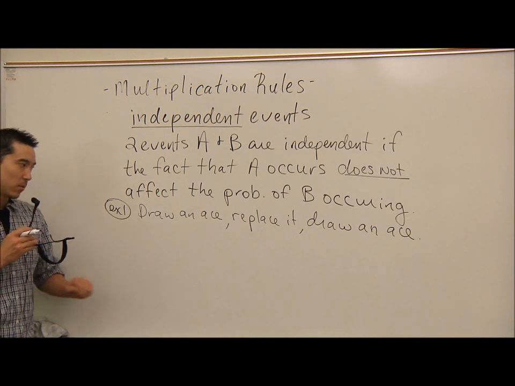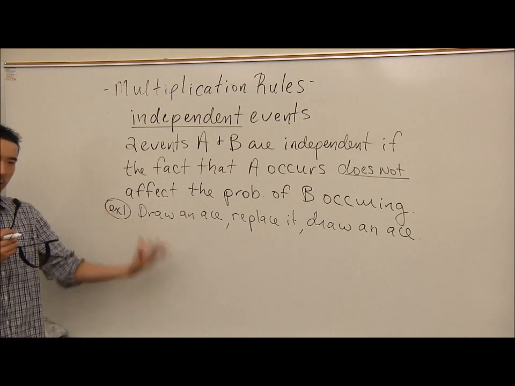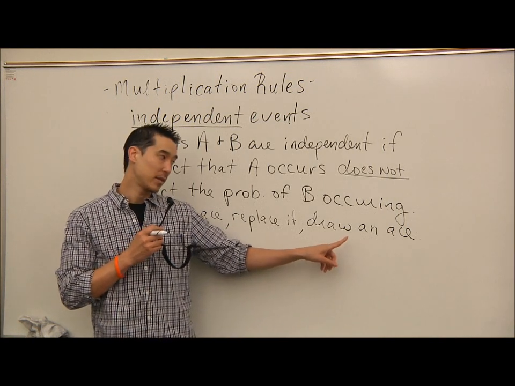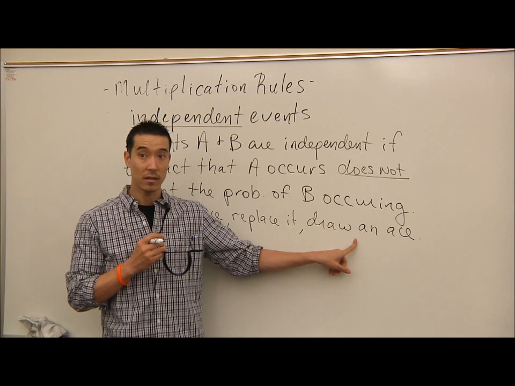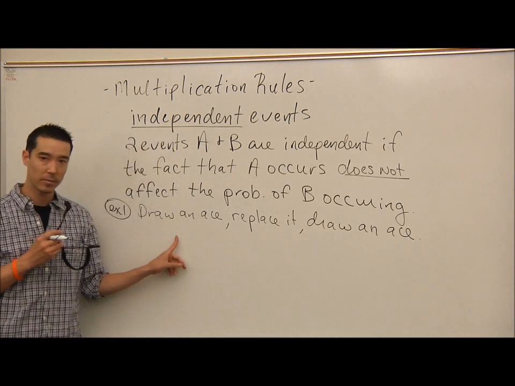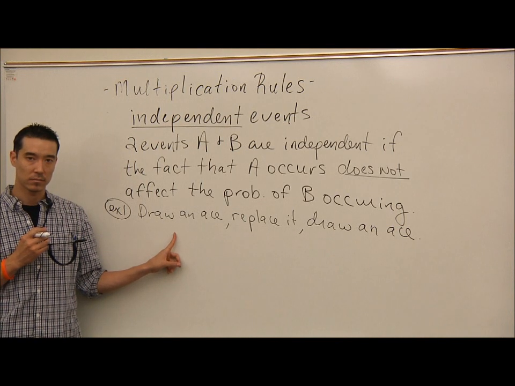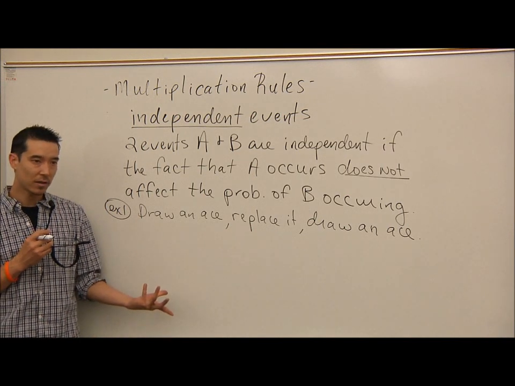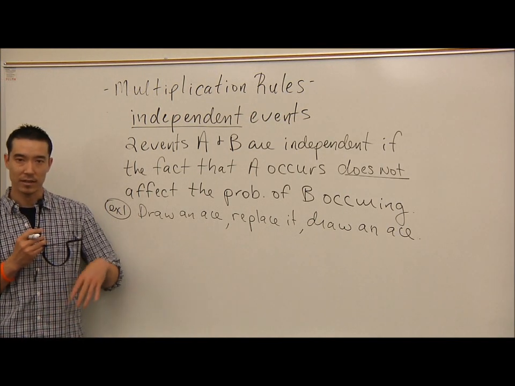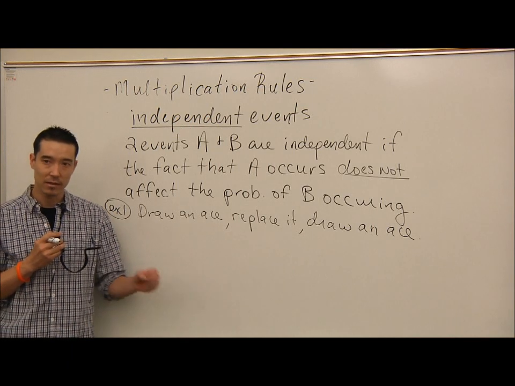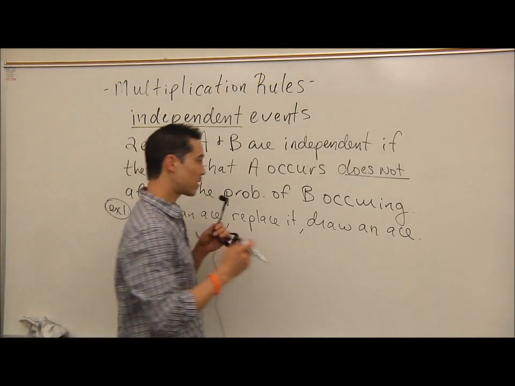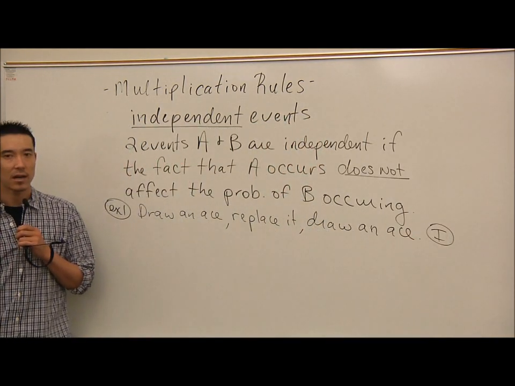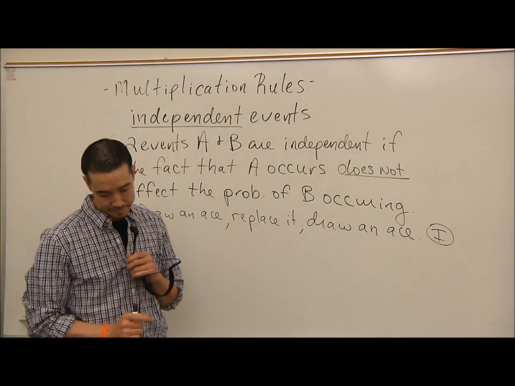So if you look at this example, we're going to draw a card and get an ace. Then we're going to replace that card in the deck, and then we're going to draw and get another ace. Now, is the probability of drawing the second ace affected by drawing an ace the first time? Did we put the first ace back? Yes, we replaced it. So no. Does everybody see that? I have a 4 out of 52 chance of drawing an ace. If I replace the card and I draw again, I still have the same probability, right? So these events are independent. The fact that the first one occurs does not affect the probability of the second one.